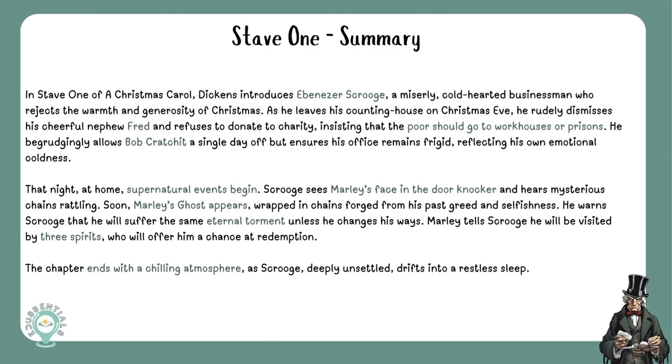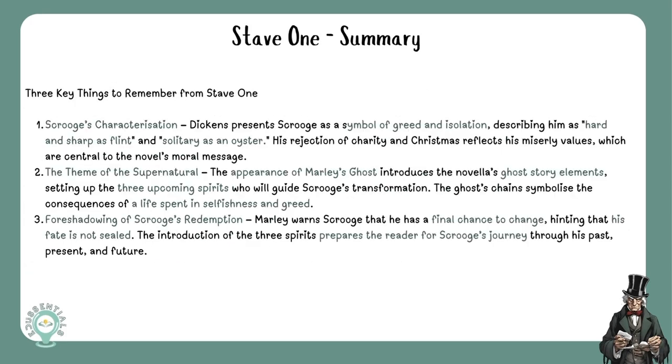That night at home, supernatural events begin. Scrooge sees Marley's face in the door knocker and hears mysterious chains rattling. Soon, Marley's ghost appears wrapped in chains forged from his past greed and selfishness. He warns Scrooge that he will suffer the same eternal torment unless he changes his ways. Marley tells Scrooge he will be visited by 3 spirits who will offer him a chance at redemption. And the chapter ends with a chilling atmosphere as Scrooge, deeply unsettled, drifts into a restless sleep.